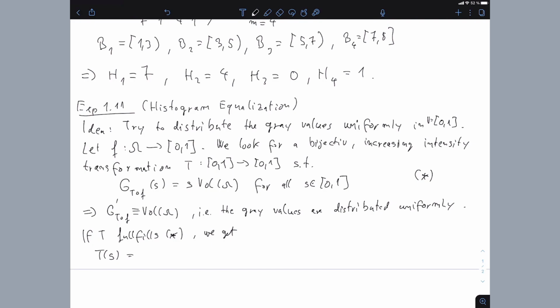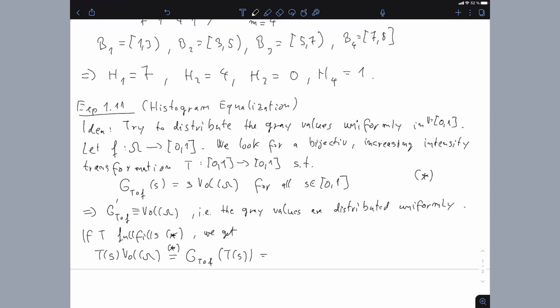Then T of S times the volume of S omega. Yeah, we now use that this is a result. So this is G of the transformed image evaluated at position T of S. So I just made use of this for S equals T of S.